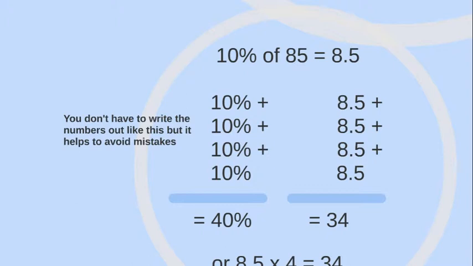Rather than adding, you could choose to multiply 8.5 by 4, and of course that would give you 34 as well. You don't have to write the numbers out as I've done, but it's just one way to avoid making a mistake by trying to rush and missing a step out.